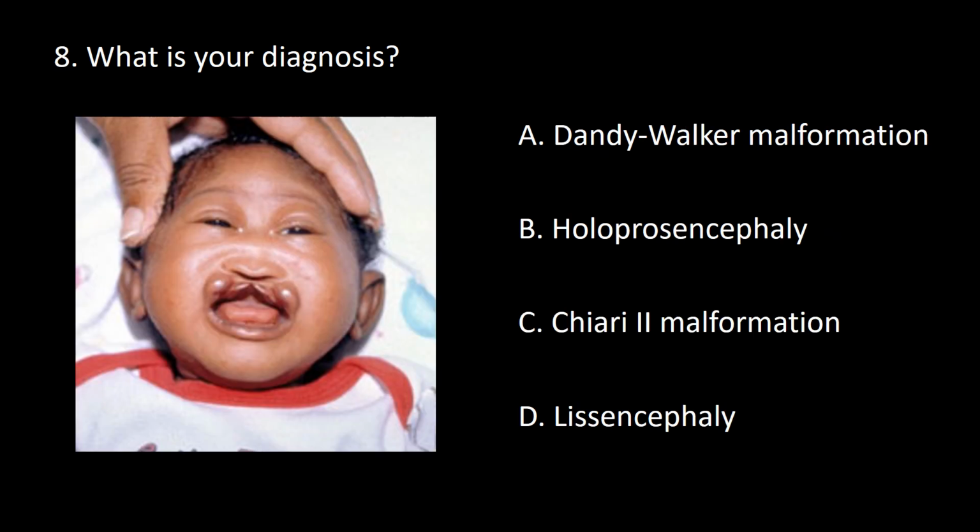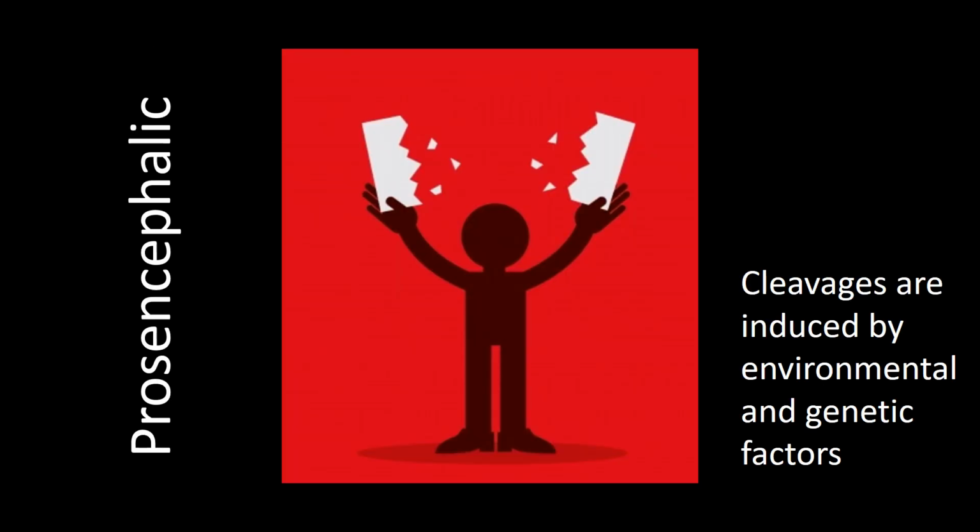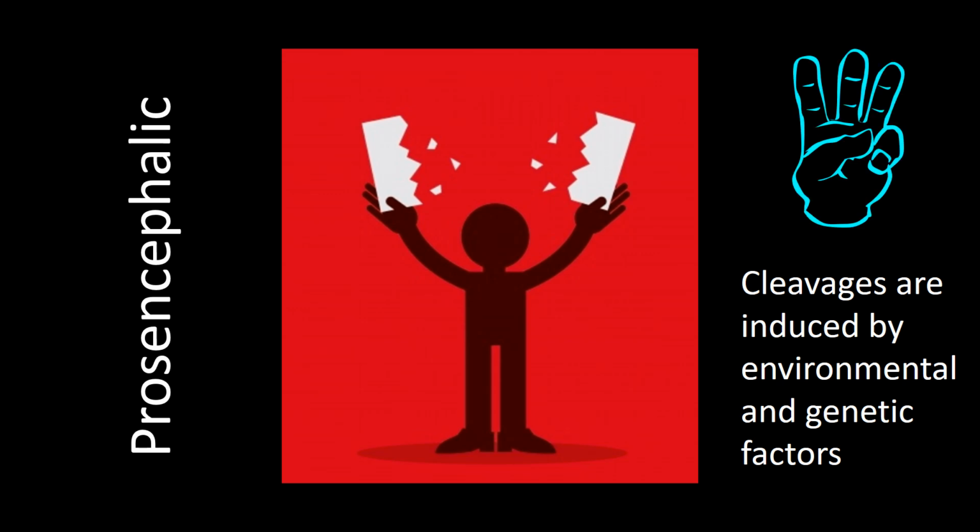Next question. Take a look at this image and choose the best answer. A, Dandy-Walker. B, Holoprosencephaly. C, Chiari type 2 malformation. D, Lissencephaly. This patient has a cleavage defect. The term cleavage is used for prosencephalic changes induced by environmental and genetic factors, leading to the formation of the cerebrum and the face. There are three types of prosencephalic cleavages.